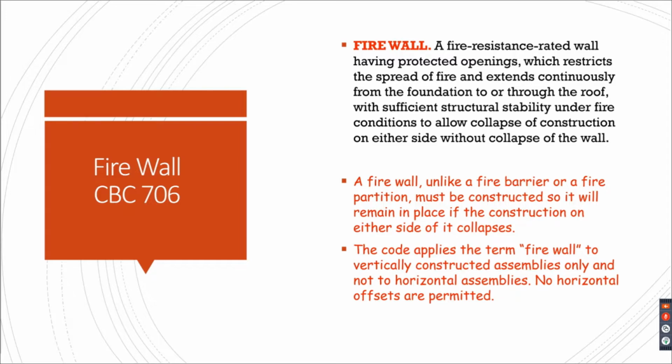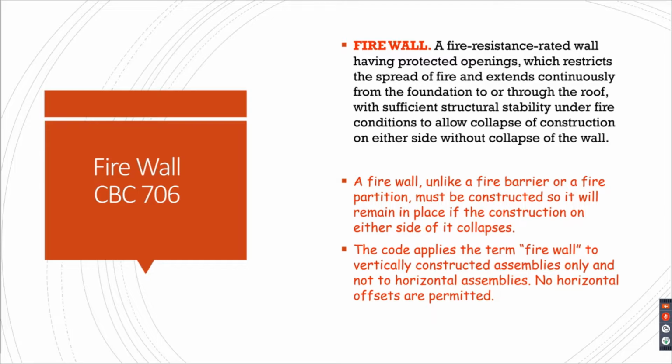A fire resistance rated wall having protected openings, which restricts the spread of fire and extends continuously from the foundation to or through the roof with sufficient structural stability under fire conditions to allow collapse of construction on either side without collapse of the wall. So you've got this wall, and on one side of it is a building, on the other side of it's a building. If either one of those buildings goes up in flames, floors come down, roof comes down, that wall is still standing. That's a hard wall to build. And same with the other side.